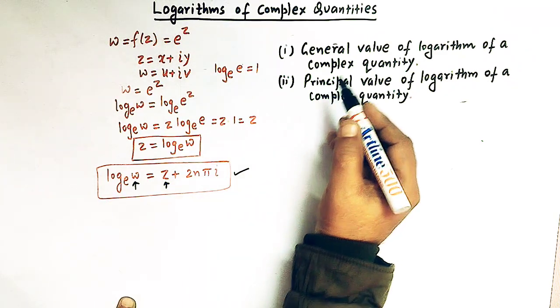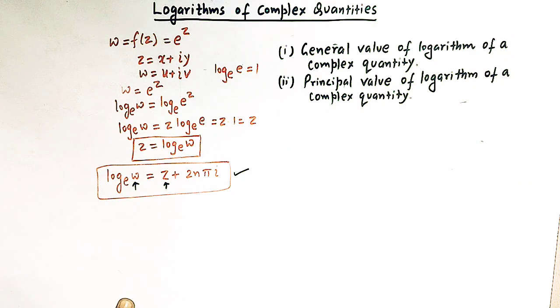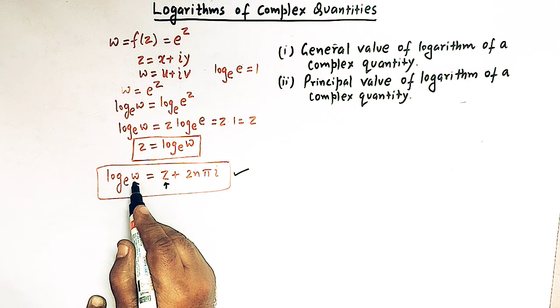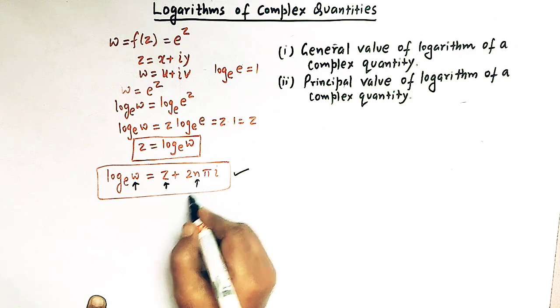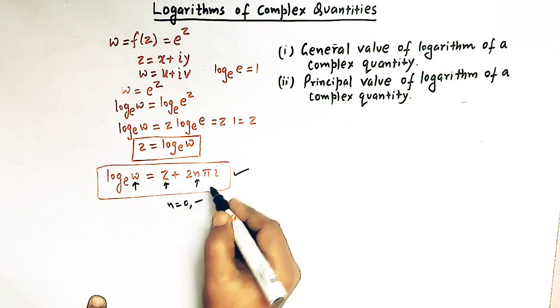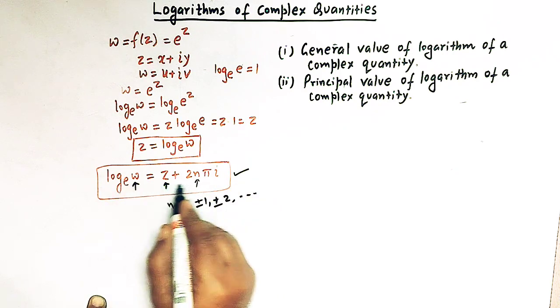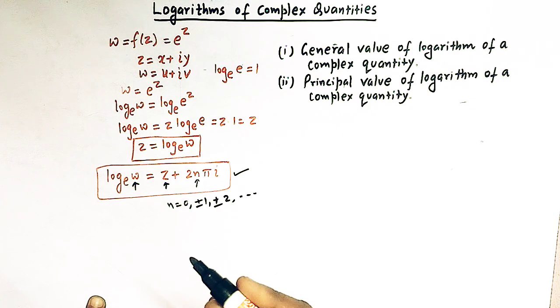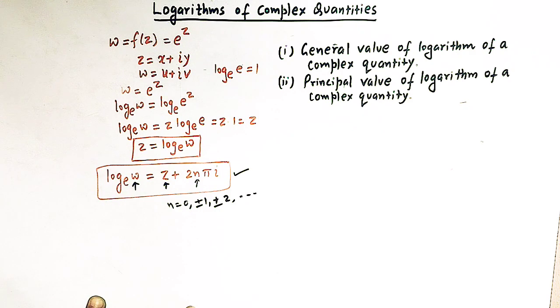So now let us define the general value of logarithm of a complex quantity and principal value of logarithm of a complex quantity. We have just seen the logarithm of w is equal to z plus 2n pi i, and here this n is either 0 or a positive or negative integer. And from this equation we can see that the logarithm of a complex quantity is a many valued function. So here the logarithm of a complex quantity has an infinite number of values.